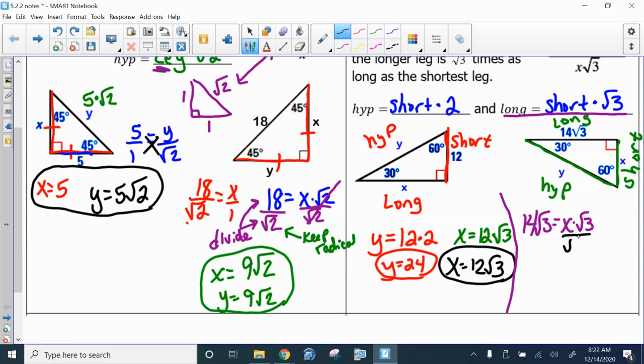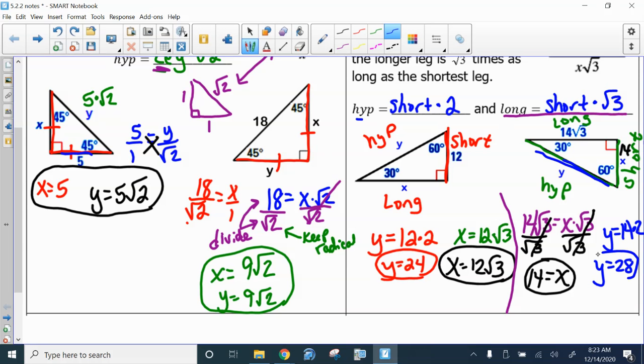So if I want to get x by itself, I'm going to divide by the square root of 3 on both sides, and that makes that cancel on both sides. So x becomes just 14, which is actually really handy. And so then to get our hypotenuse, it's the short leg times 2. So y just equals 14 times 2. Which makes y 28.